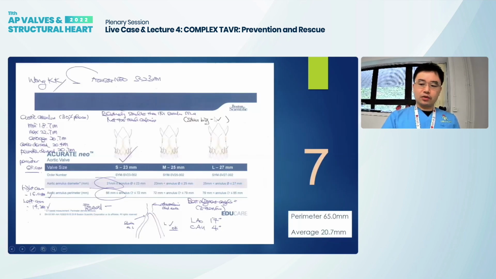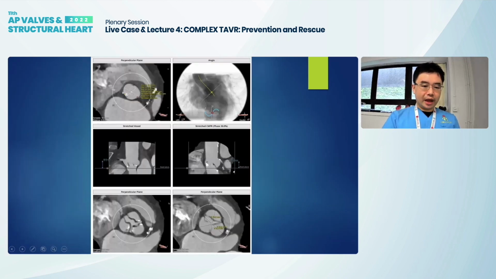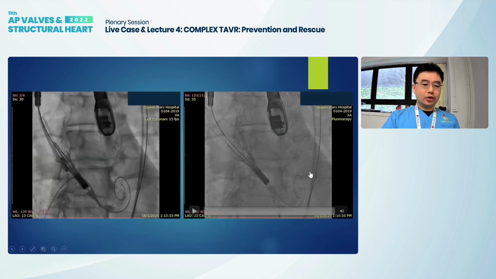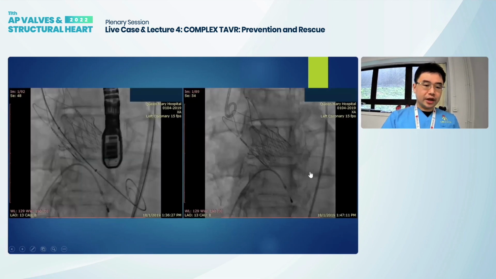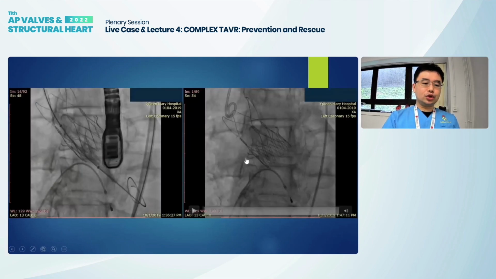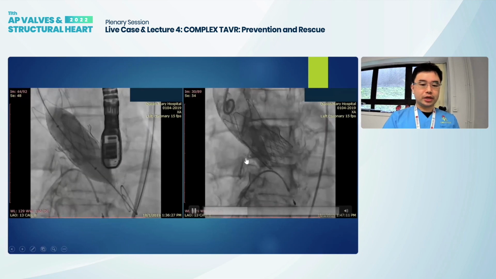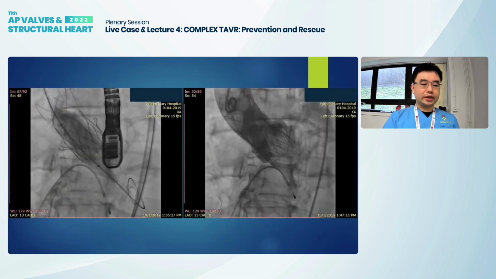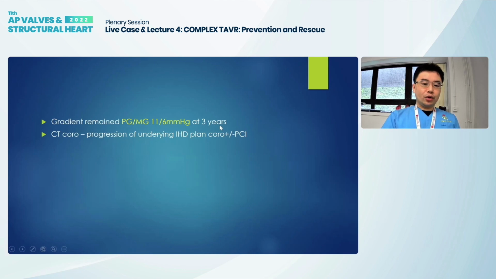So Accurate neo is something that we use. This patient has a small annulus, but is a big gentleman with a normal body weight or slightly heavier than the usual patients with a small annulus. So we use Accurate neo for this scenario. As usual, we do optimization with post-dilatation to optimize the gradient. And it remained a very low single-digit mean gradient at 3 years.